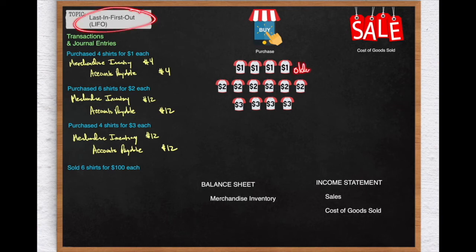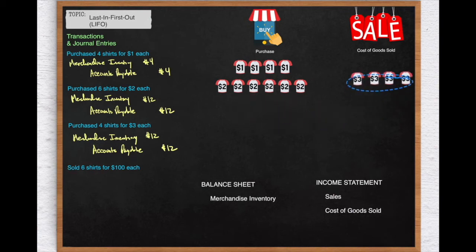Now, this is where FIFO and LIFO matter. Because in LIFO, you want to sell the most recent inventory first. And in this case, the most recent inventory is the shirts at $3 and the shirts at $2. The older inventory is the shirts at $1. Again, this is LIFO. So now, when we sell these 6 shirts, we're going to take from the most recent, which is 4 shirts at $3, and 2 shirts at $2.